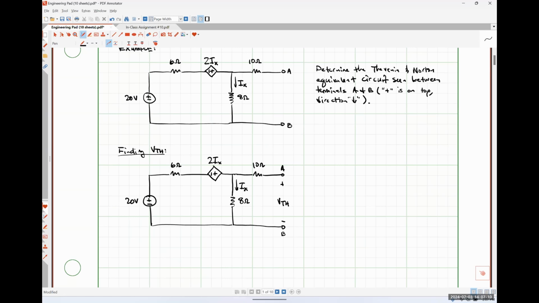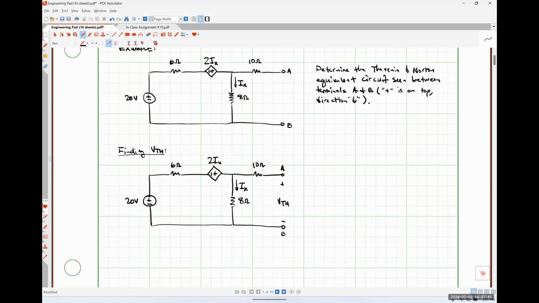Nodal. So we definitely could use nodal. I see 1, 2, 3, 4, possibly 5 nodes total. So that might be a little aggressive. Any other thoughts?